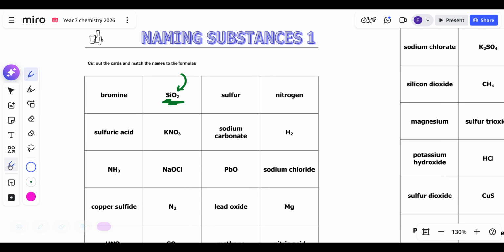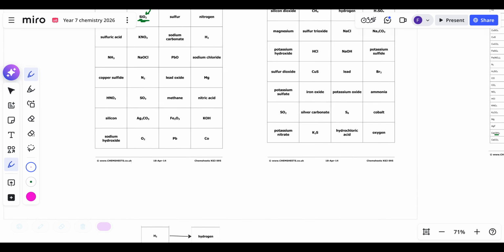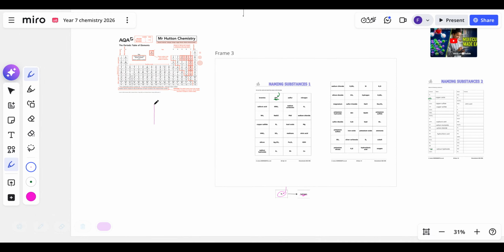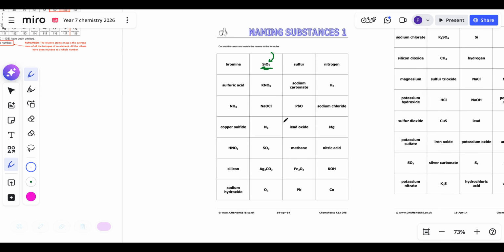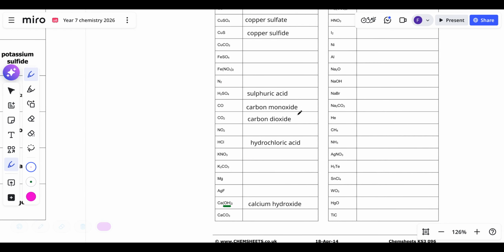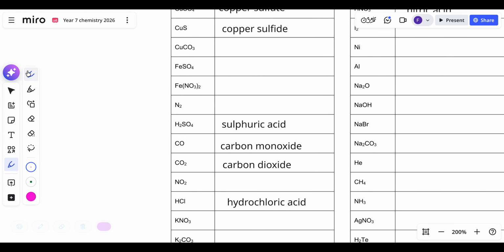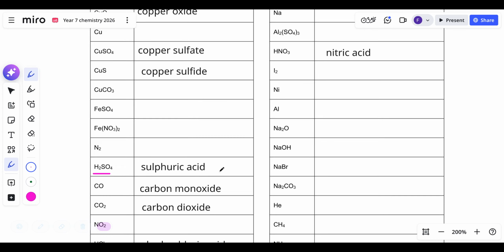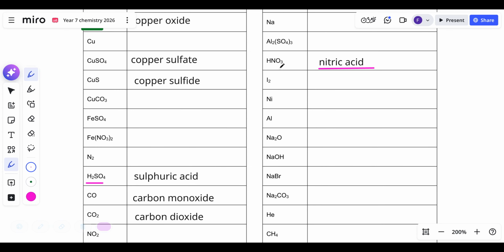There's nothing wrong with going over this if you didn't really get it the first time. As much as we've got H2, you ignore the numbers. This is simply hydrogen. It is the same as it is on the periodic table. And there is Mr. Hutton's periodic table. Now, very quickly, in terms of acids, all acids start with H, except for things like water. This is H2SO4, sulfuric acid, HCl, hydrochloric acid. We've got nitric acid up there, HNO3.